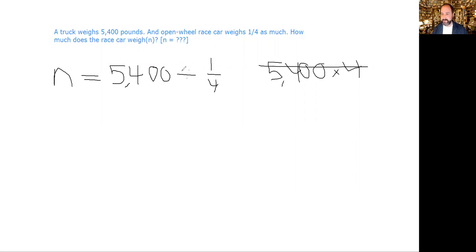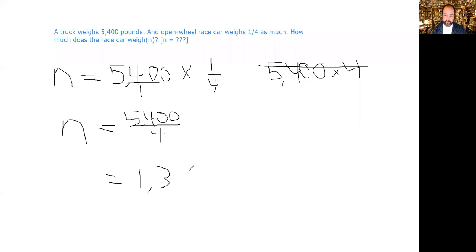Instead, I don't know how to erase this, but let me see. Oh, eraser. Look at that. So instead of dividing, you need to multiply this, okay? That way it'll be 5,400 over 1, times 1 on the top and 4 on the bottom. And then you're just doing n equals 5,400 divided by 4, okay? And when you do the math, which I'm going to count on you guys to be able to do division, it turns out to be 1,350.